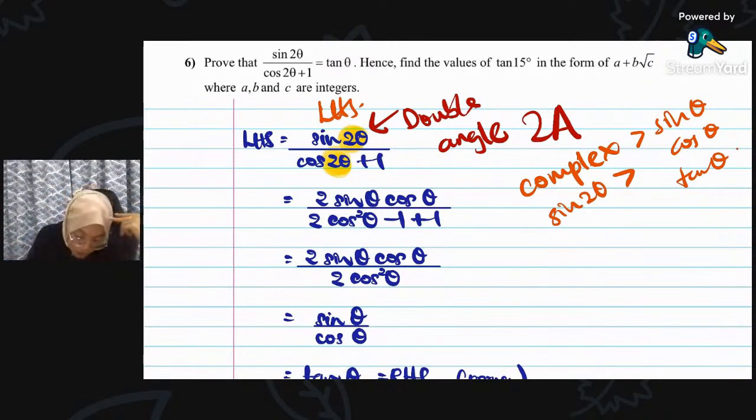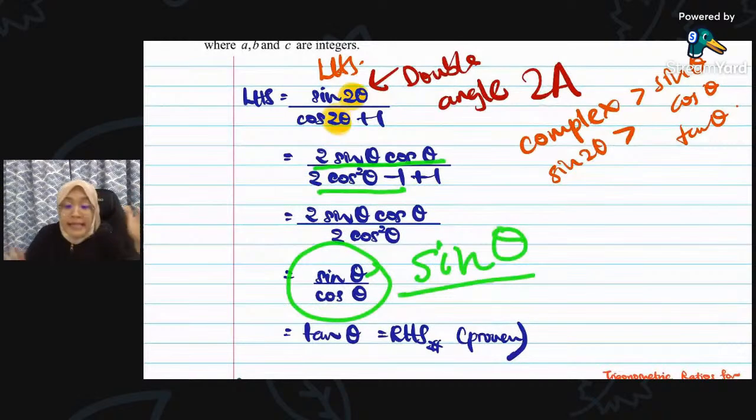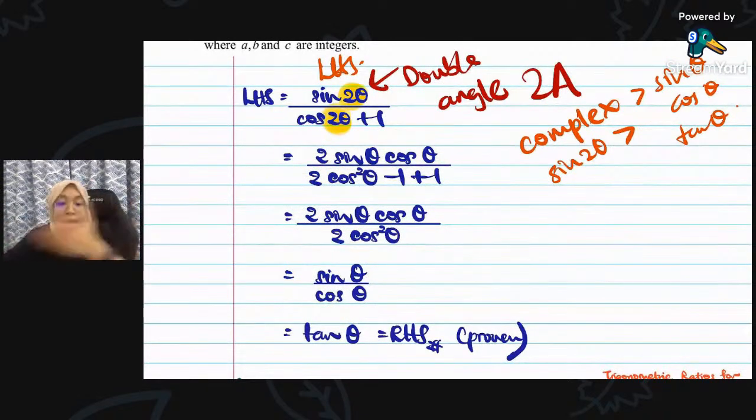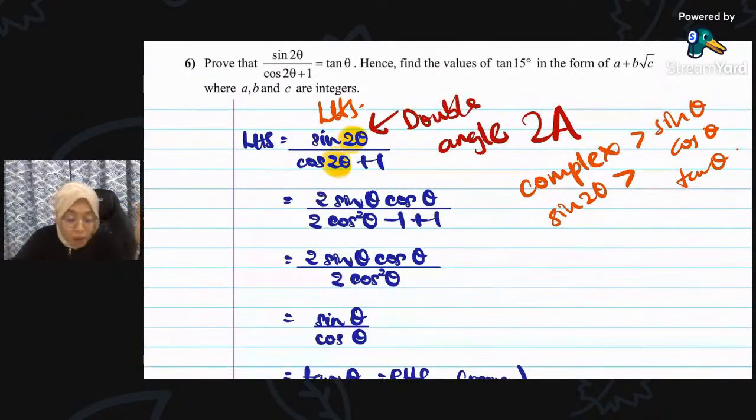And so we put in the formula and so on, and we get a simpler form, sin theta. So sin theta is less complex than 2 theta, because 1 theta is single, is smaller than 2 theta. That's why theta is better. Theta is simpler, so we don't start from theta, we start from 2 theta instead. Okay, that is another tip for doing proving.